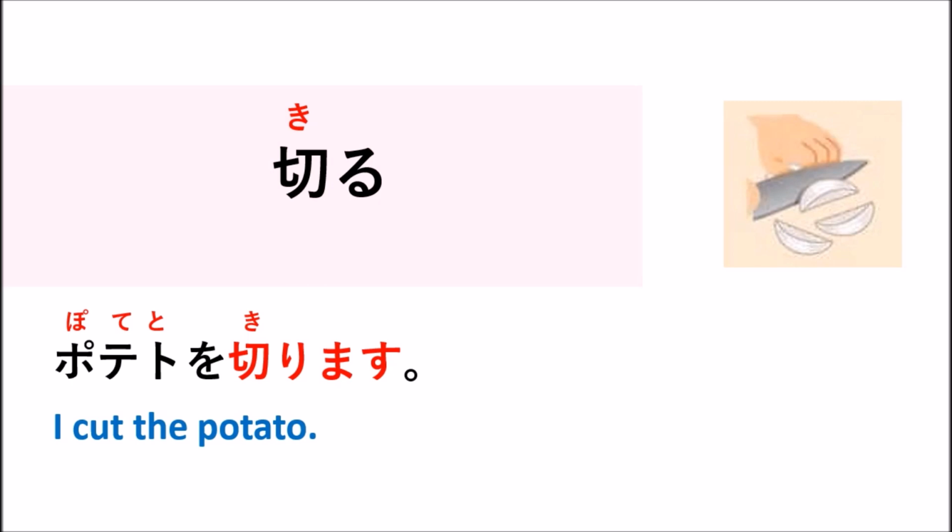Or you can say Okaa-san wa yasai o kirimashita. Okaa-san means mother, so it means my mother cut the vegetable. So this is about using a knife to cut something. We can use kiru or kirimasu.